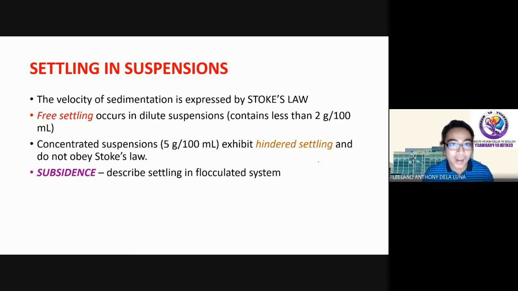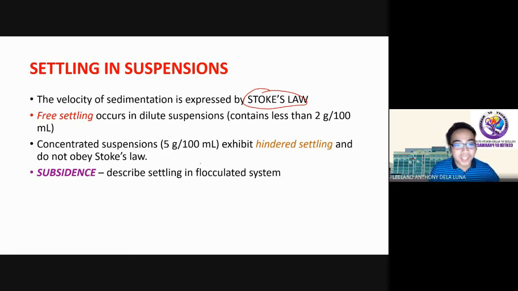So, how will I know ang rate of settling niya? The formula that we use to compute for how fast the velocity at which a suspension starts to settle is what we call Stokes' law. So yan ang ginagamit natin to compute for the velocity of sedimentation. Now, normally free settling occurs in a dilute suspension. Pag sinabi kong free settling, mabilis mong magsak. So kapag ang suspension mo is very dilute, babagsak agad yung internal phase mo.